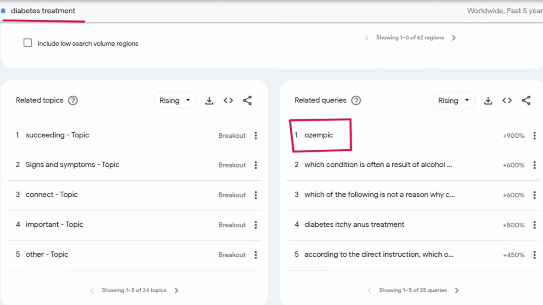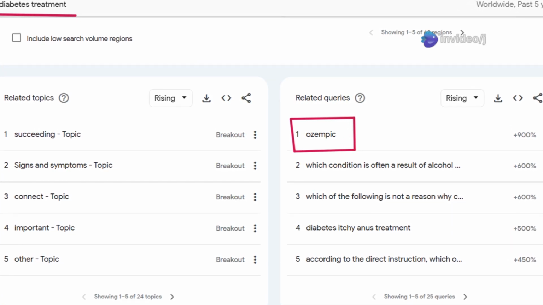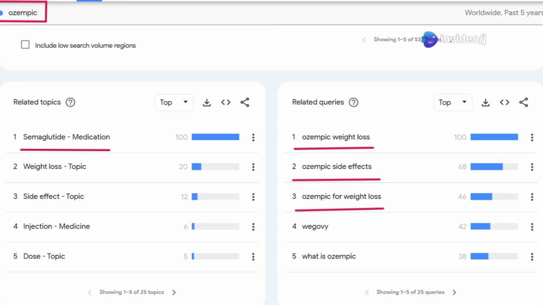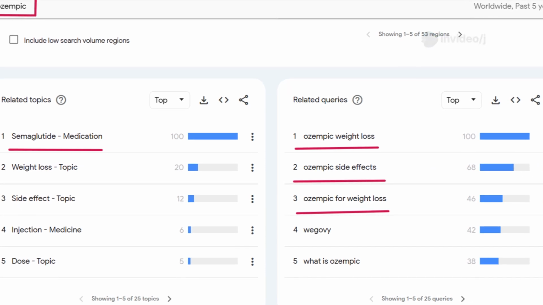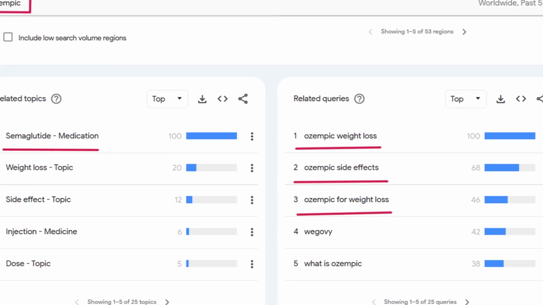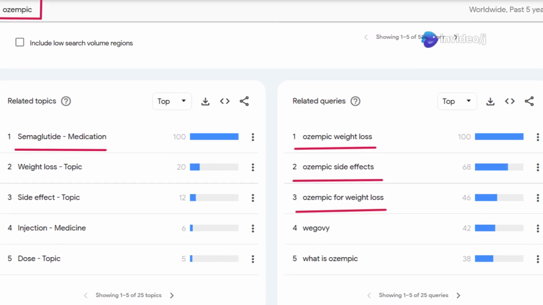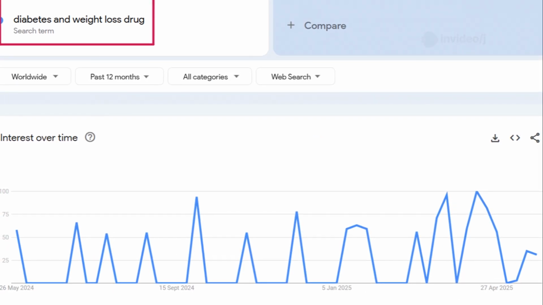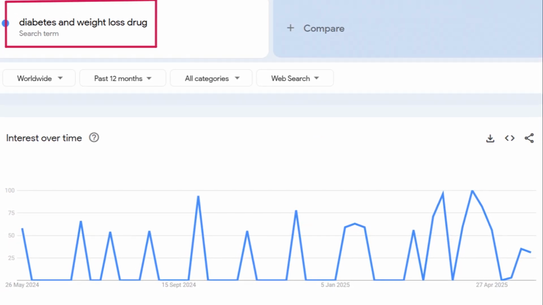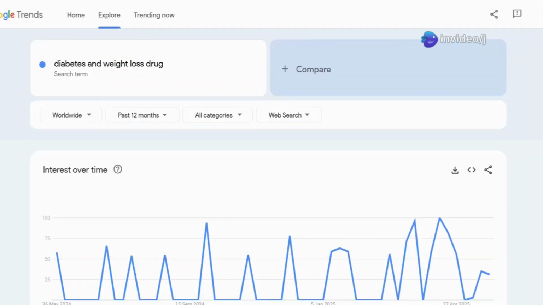For diabetes, you might find rising queries about new treatments or diet trends. For example, a term like Ozempic, a diabetes medication, could appear due to recent buzz about its use for weight loss. If Ozempic weight loss is showing a high rising percentage, that signals a lot of public interest in that new treatment approach. A researcher might then ask, is this interest warranted? What are the health outcomes? Or consider a project on the effects of off-label medication use. In fact, public interest in new diabetes and weight loss drugs has grown significantly, reflecting how timely this topic is.